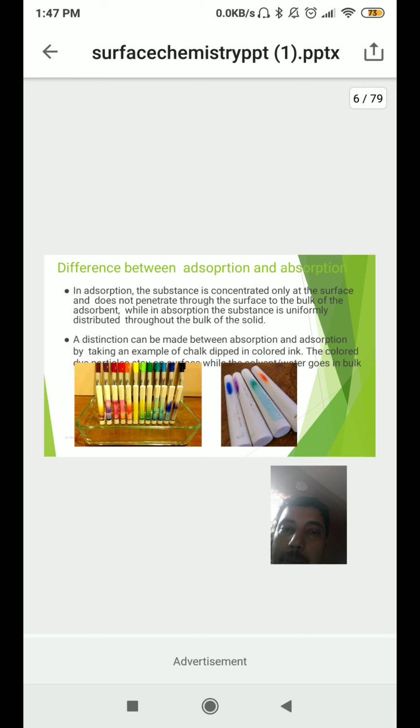A distinction can be made between absorption and adsorption by taking the example of chalk dipped in colored ink. I have shown a picture where there is a distinction when you put the chalk in a beaker full of colored solution. There is adsorption only at the surface, but when you put it in a beaker containing ink, there is complete absorption. So you can distinguish between these two, adsorption and absorption.